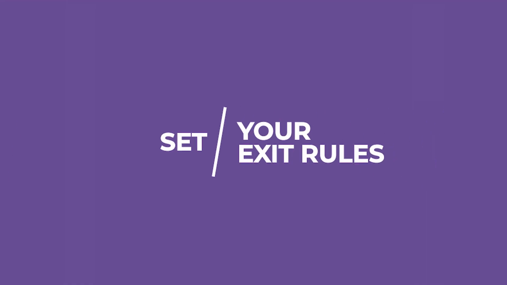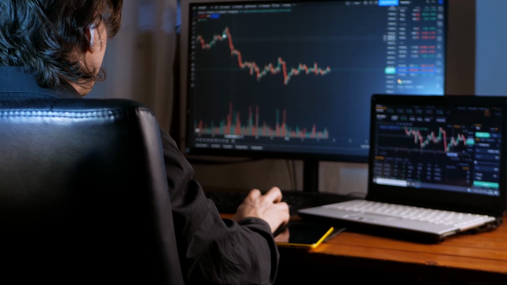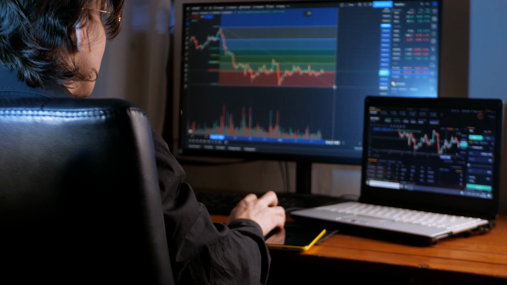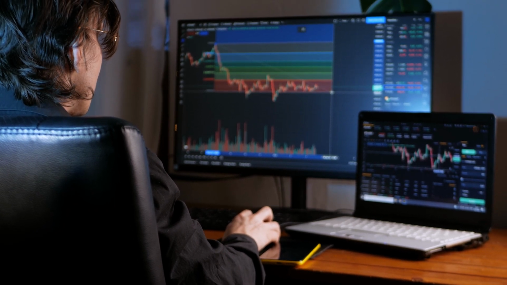Number 7, set exit rules. Most traders make the mistake of focusing most of their efforts on their entries, while paying little to no attention to their exits.